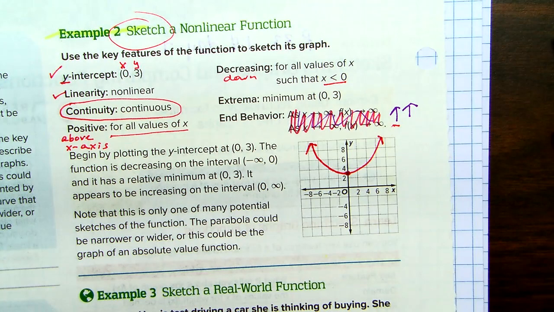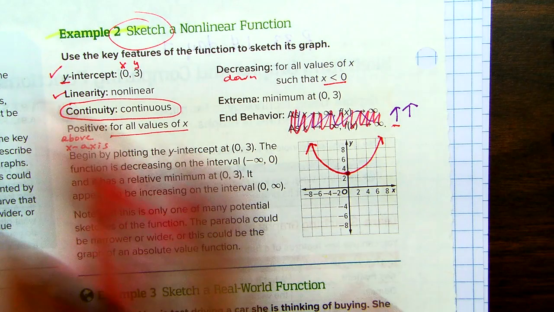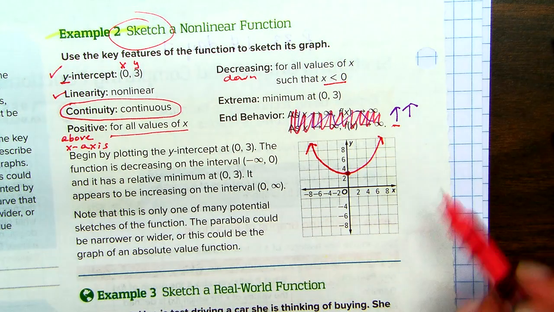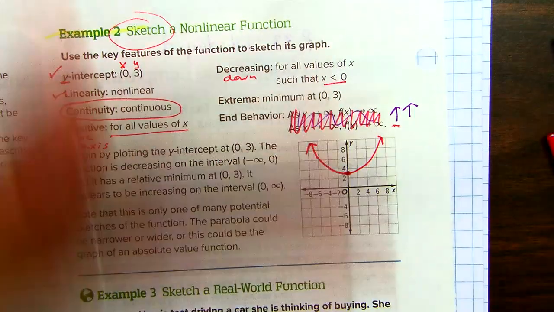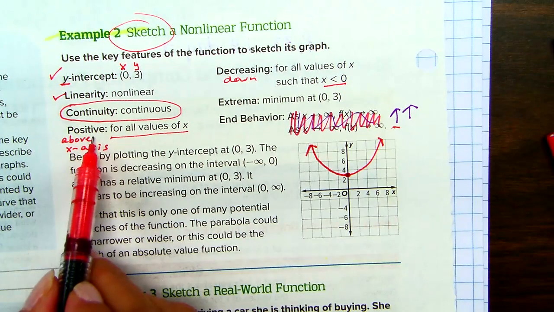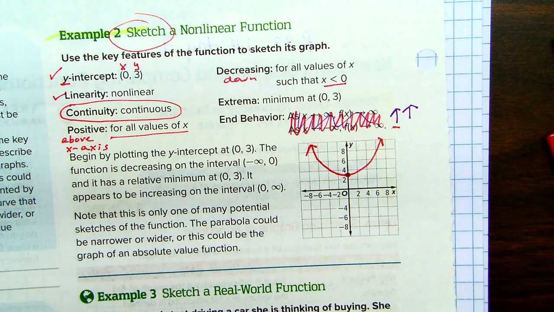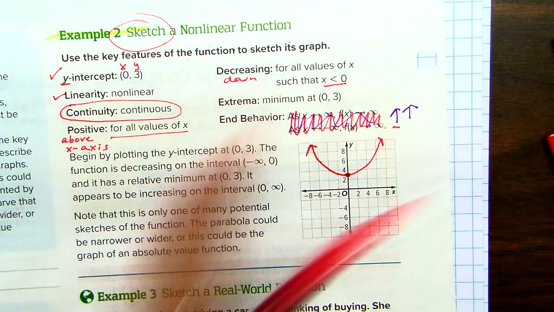Can yours be skinnier than mine or fatter than mine? Sure. Okay, we still meet all those criteria. It's continuous. Our end behavior is good. Every single value is above the x-axis. So hint, hint, you're either going to make a line or a parabola for all of these problems, okay? And it takes a little bit of practice, but this is great practice for understanding what all these things mean.